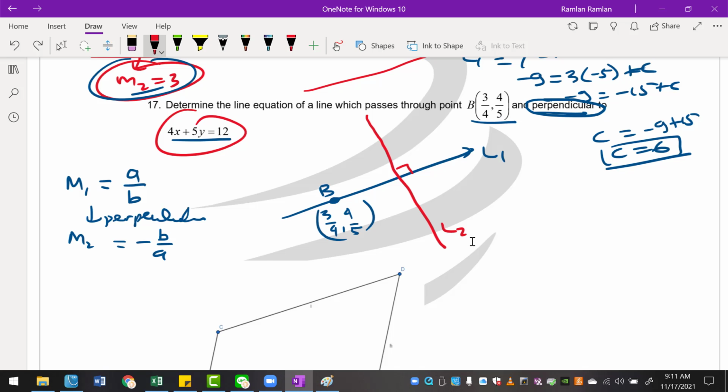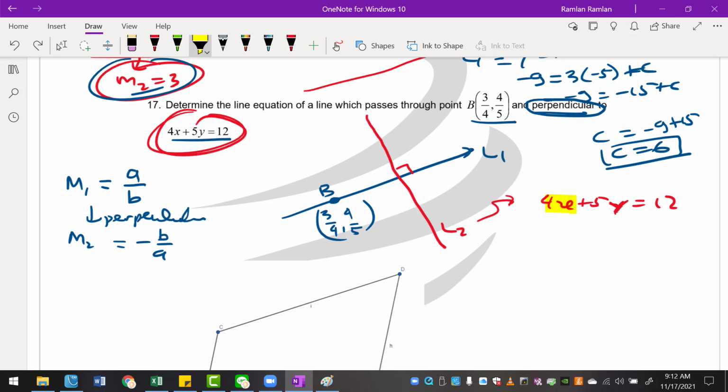So we know that we have this as the line equation of L2. We have 4x plus 5y equals 12. And to find the gradient, remember that you only need to move all of the things that is not y, this one and this one, to the right side.